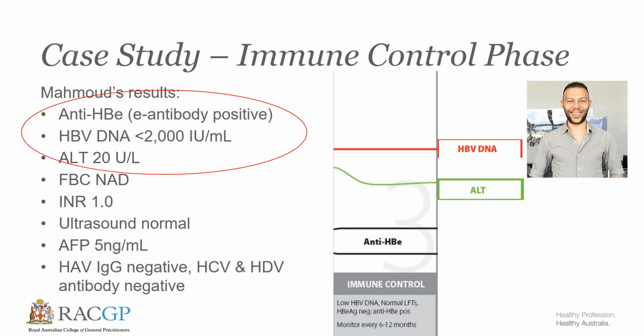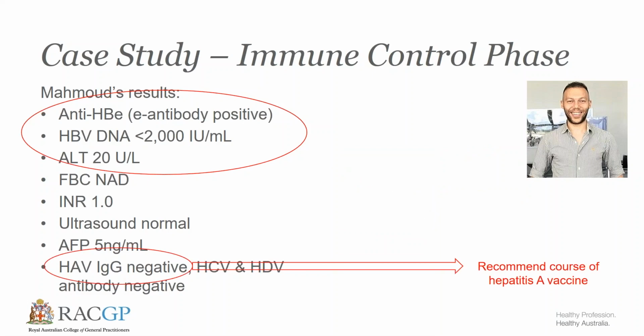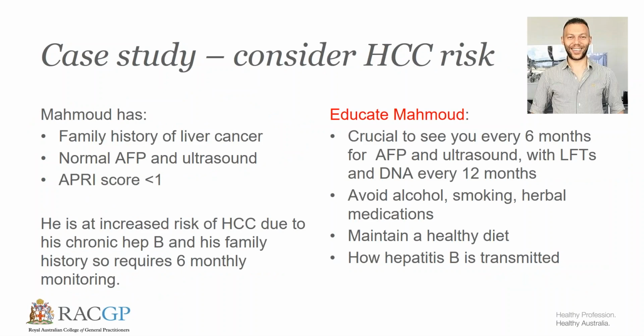His other tests, his full blood count's normal, his clotting's fine, his ultrasound's fine, his alpha fetoprotein is low. You pick up that he's not immune to hepatitis A, but fortunately he doesn't have any co-infection with hepatitis C or hepatitis D. So on that basis, you recommend a course of hepatitis A vaccine, 2 doses, 6 months apart. So you've assessed his immune control phase. You've got a plan there.